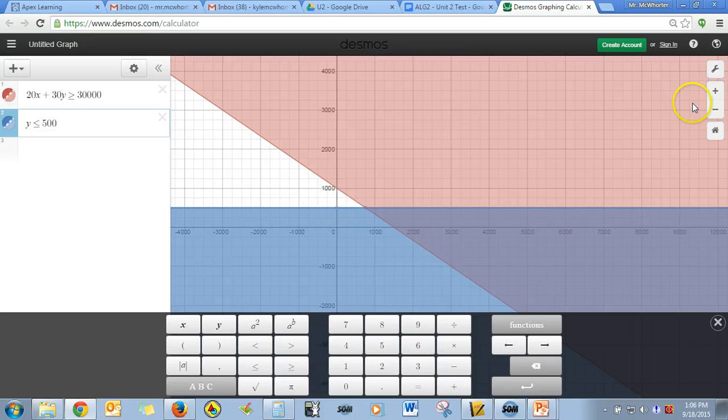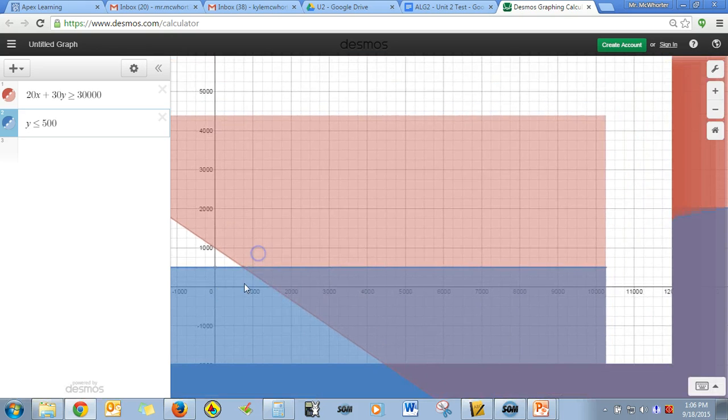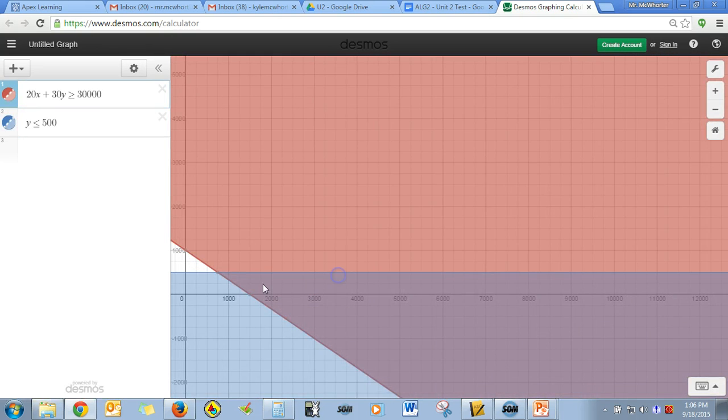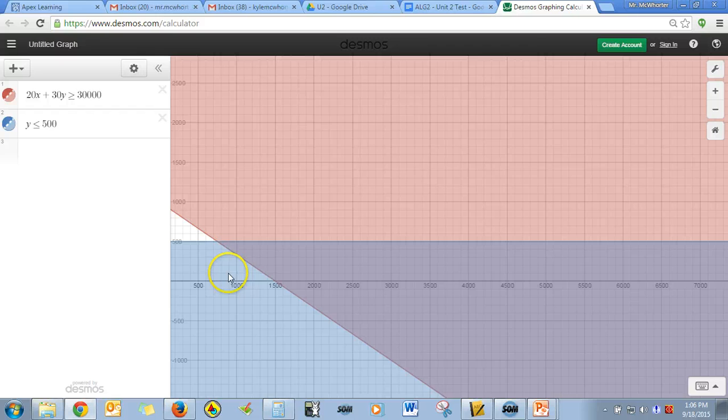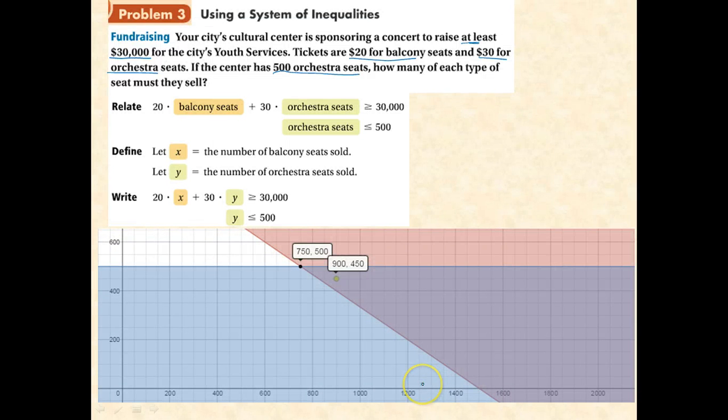And now look, we can't have negative orchestra seats. We can't have negative balcony seats. So we really only care about quadrant 1 here. So let's zoom in on quadrant 1 a little bit. And you can take a little picture of that if you like. I happen to have already done so, and I put it right here. And so you can see that your solutions are all in this area where the red and blue graphs are overlapping and sort of making it purple.